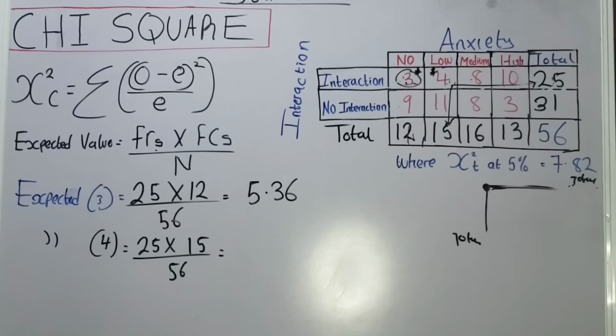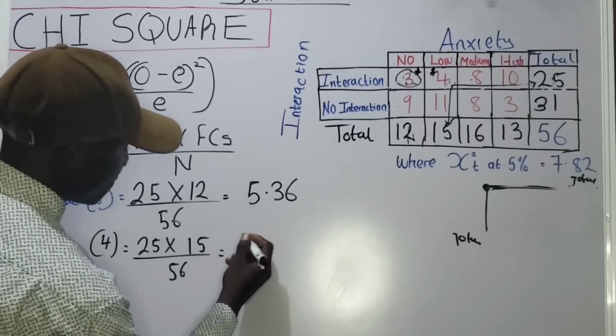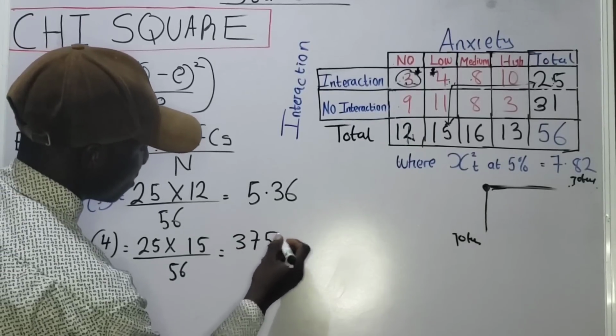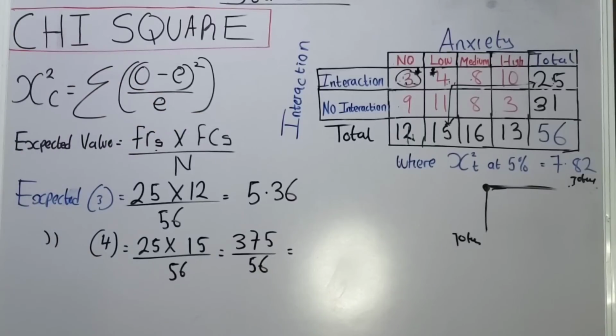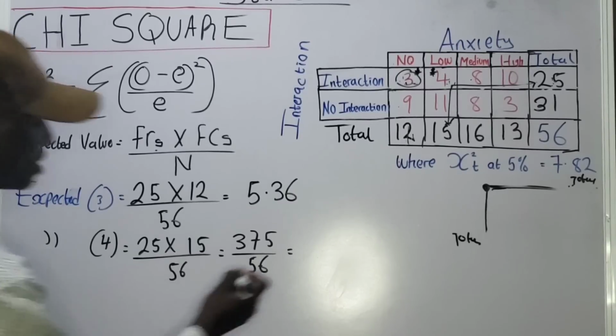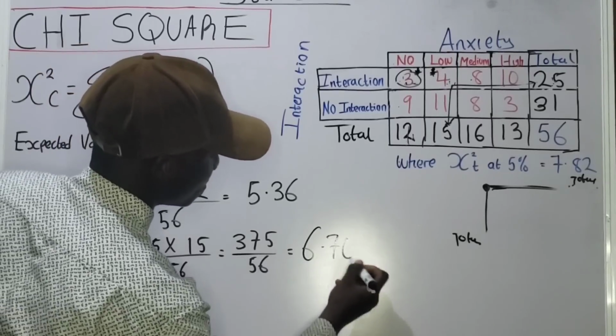25 times 15, that is 25 multiplied by 15 all over 56, which is 375 divided by 56. 375 all over 56, and if you divide this with your calculator, you're going to have 6.70. Okay, so that is 6.70 here.